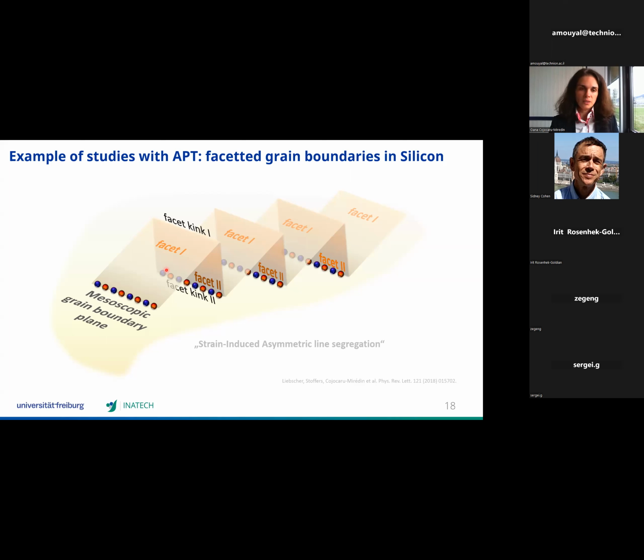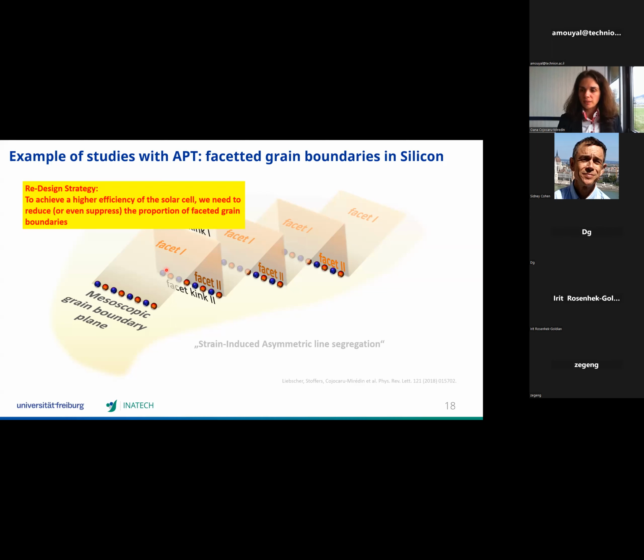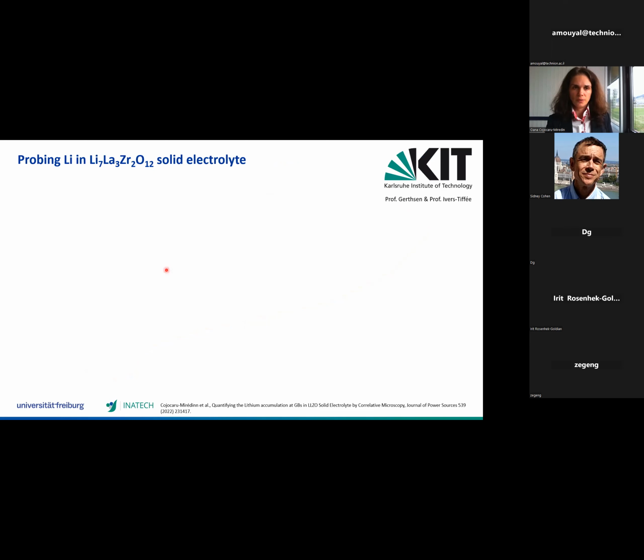And this is kind of novel science which had been discovered and published together with the people from Max Planck in 2018. So why is this information important? It is very important simply because by providing this information to the industry, they were able to change the growth procedure so that the faceting of the grain boundary can be reduced, and the proportion of this faceted grain boundary can be reduced, and then further increase the efficiency of the devices.